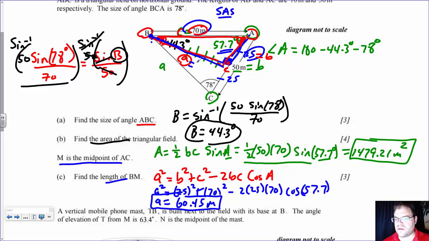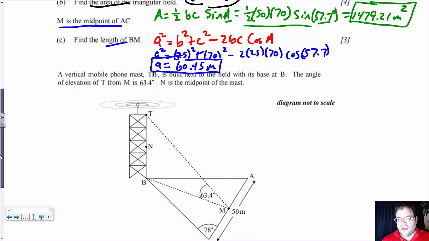All right, that's what this is. So that's that distance here. That's for sure. That's definite. Okay, so we got that.